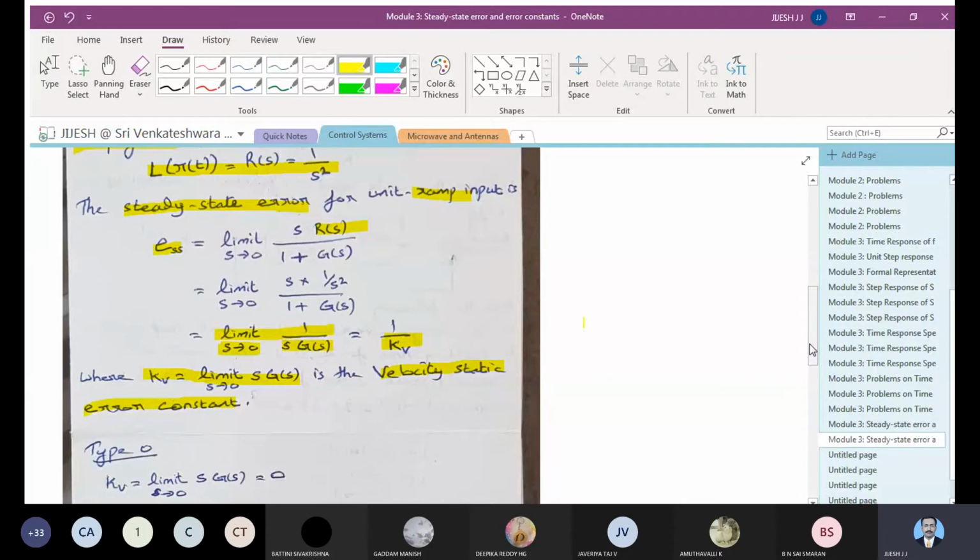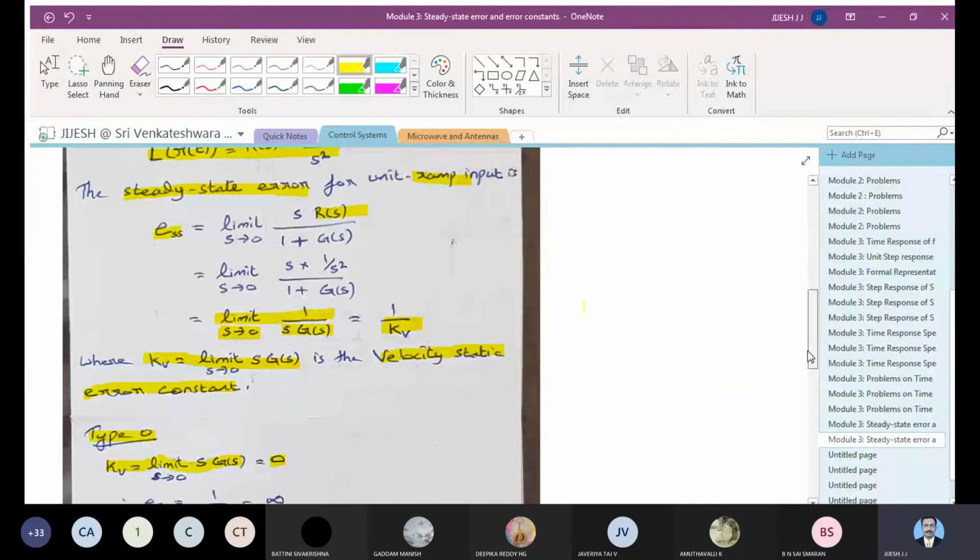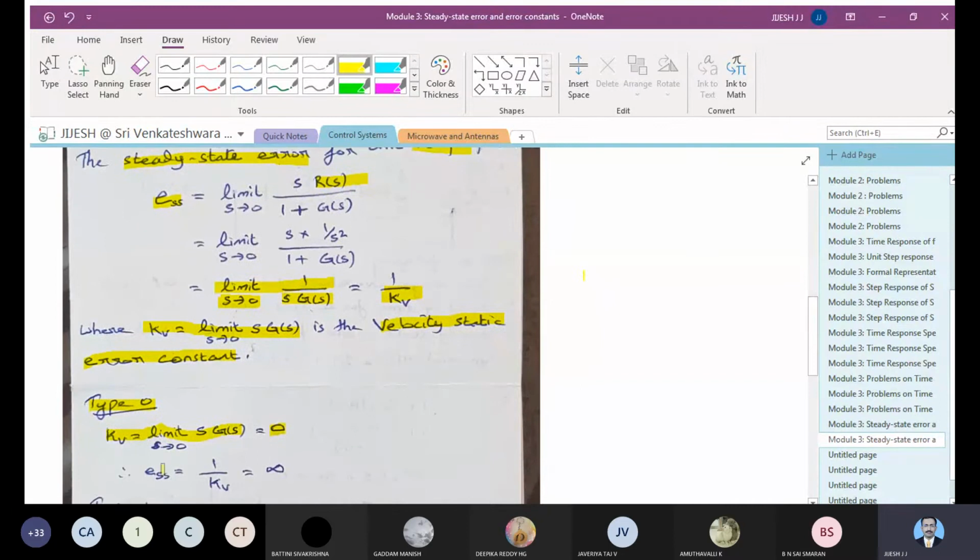So we are going to see the type 0, type 1 and type 2 systems here. First let us go ahead with type 0. When you go for Kv and substitute for type 0, you're going to get 0. So Kv will be equal to 0. What is ESS? Kv is 0. What is ESS? 1 by 0, sir. 1 by 0 is infinity. So for a type 0 system, Kv is equal to 0 and ESS is equal to infinity.